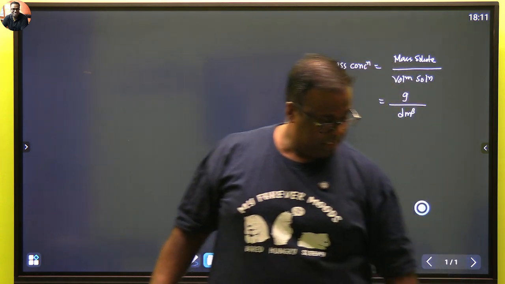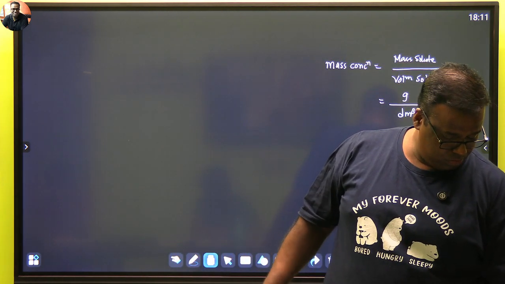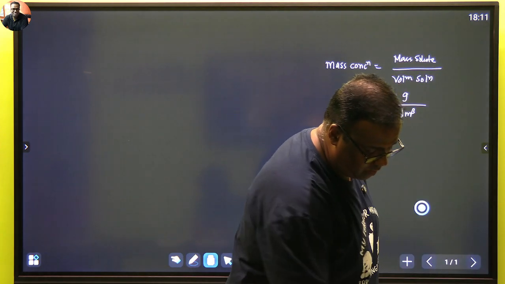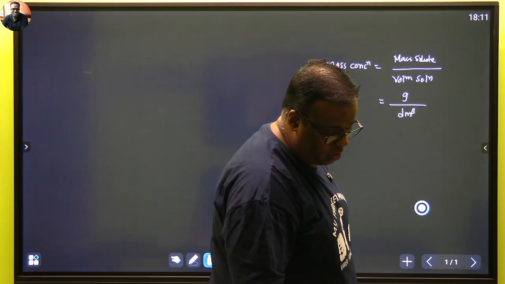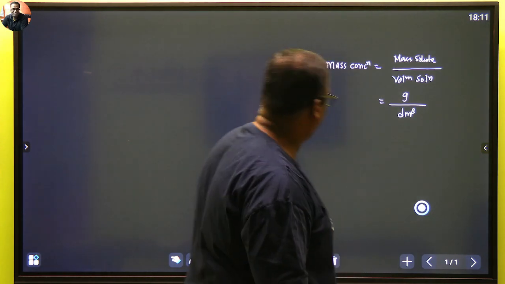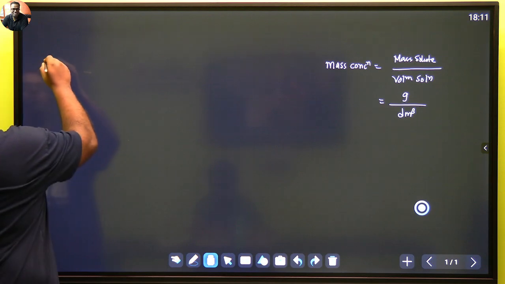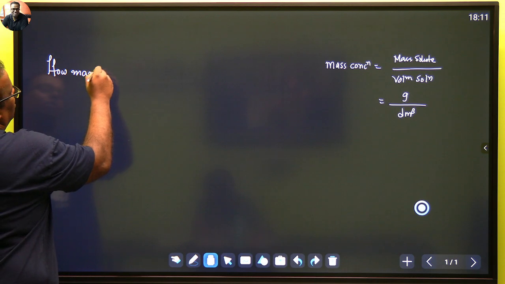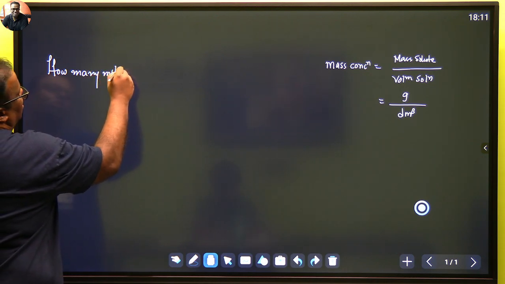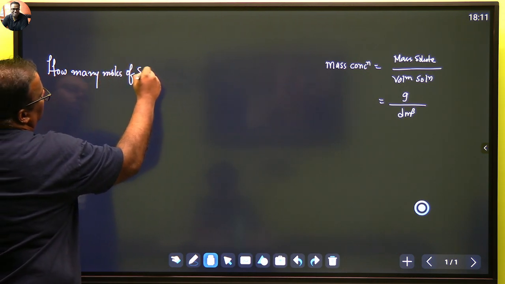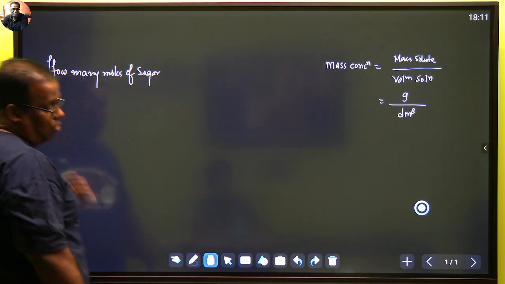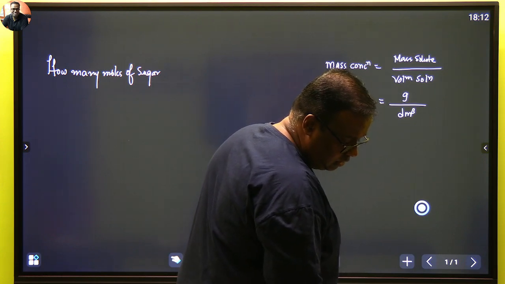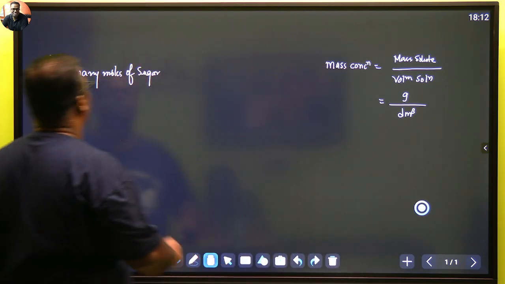So let's pick up some questions. Automatically we will understand. Now let's see. For example, how many moles of sugar? Okay, we're trying to find out how many moles of sugar are there in 500 centimeter cube.